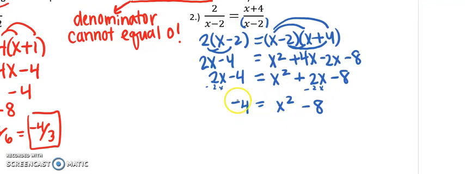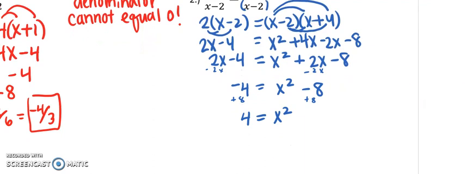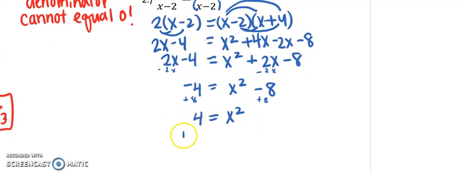So now we don't necessarily need to factor because we can get this x alone by using square roots. So I'm going to add my 8 to both sides here. And when I do that, I get 4 equals x squared. Do you remember how to undo a square? You gotta take the square root and don't forget the plus or minus. So that's what you're going to get, and then the square root of 4 is 2.